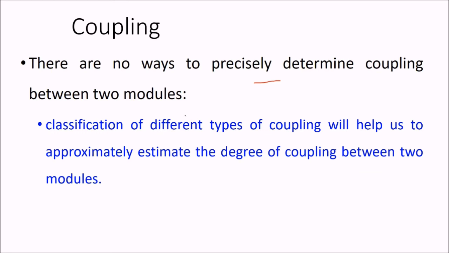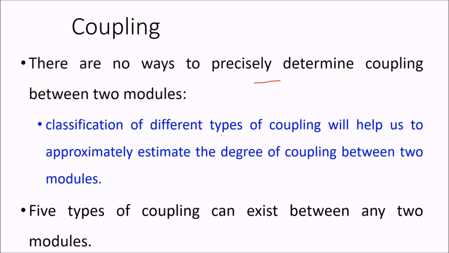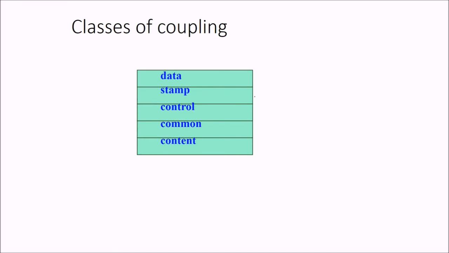So there are 5 types of coupling that can exist between any two modules. And what can they be? There are classes of coupling, that is data, stamp, control, common, and content. And in this order, the degree of coupling is increasing. So please mind, we want coupling to be as little as possible. We'll discuss this in a short while.